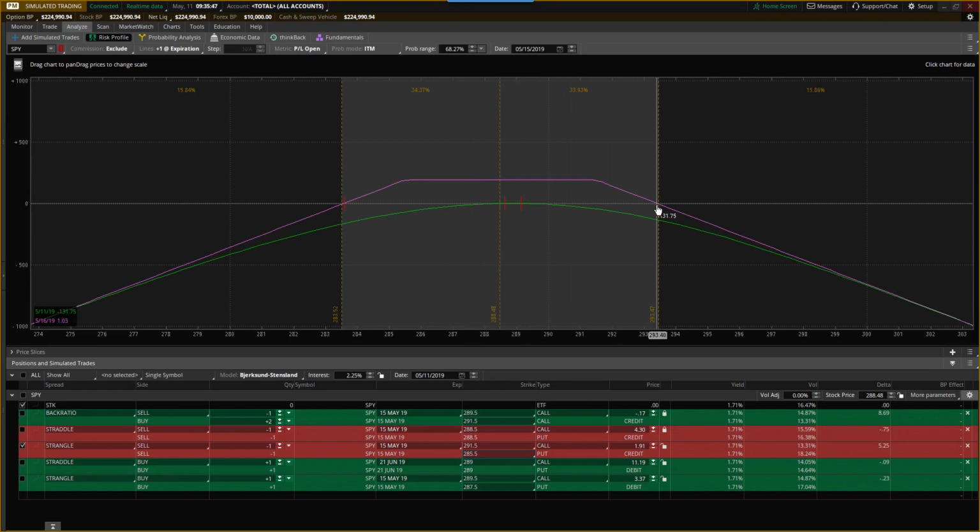So right here you can see I found the sweet spot with the 291.5 and the 285.5. I would collect a 191 credit and I would need SPY to stay within this expected zone here to keep the credit between now and expiration. Now, if I didn't hold this all the way to expiration, then my profit potential would be based on this green line.